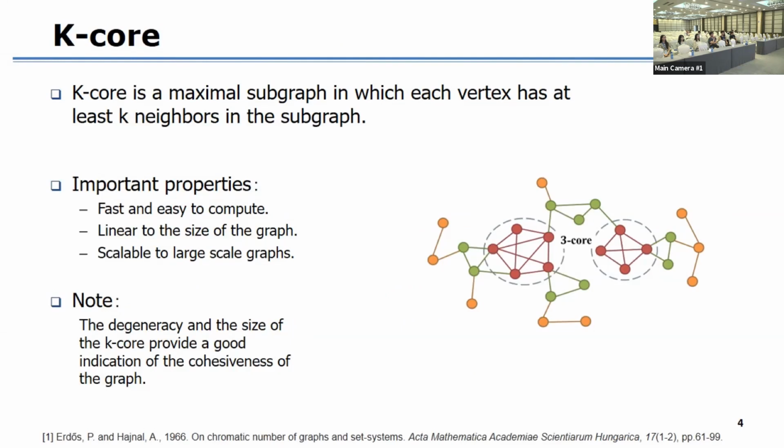K-core is especially useful in modeling the engagement of users in social networks, as the degree precisely captures the number of friends in the subgraph. The degeneracy of a graph is the largest k such that the k-core subgraph is not empty. It provides a good indication of the cohesiveness of the graph.